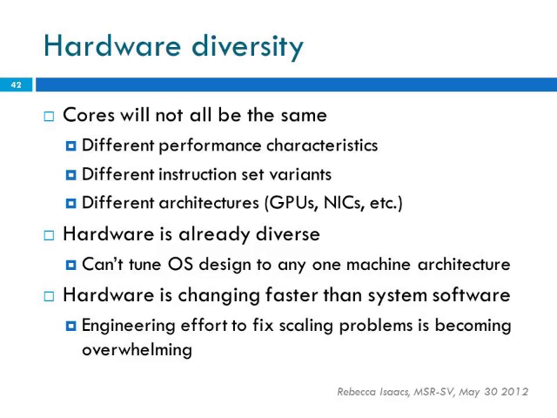Okay, so the final multi-core challenge for software is the diversity of hardware. So we're looking at an increase in heterogeneity of cores. We're going to see cores with different performance characteristics, different instruction set variants, different architectures, specialized functionality. And in fact, we're already seeing this to an extent, and we really can't tune OS design to any one machine architecture anymore. And of course, these changes in hardware are typically happening on a much faster scale than system software, and so the engineering effort to fix the various bottlenecks that arise as the hardware changes are becoming really huge.